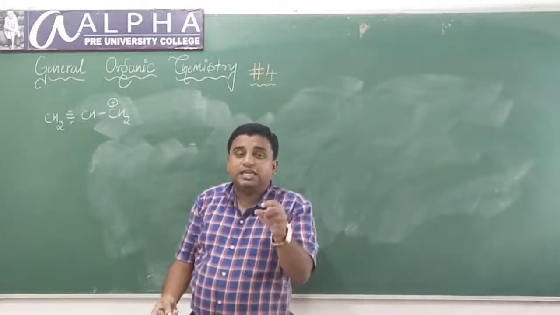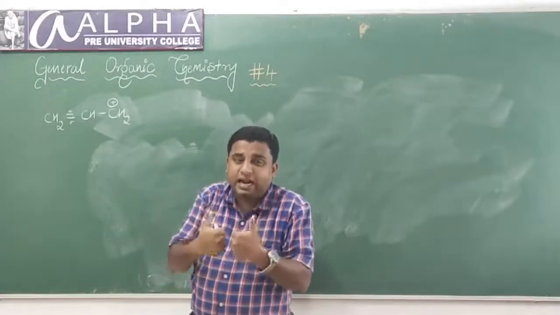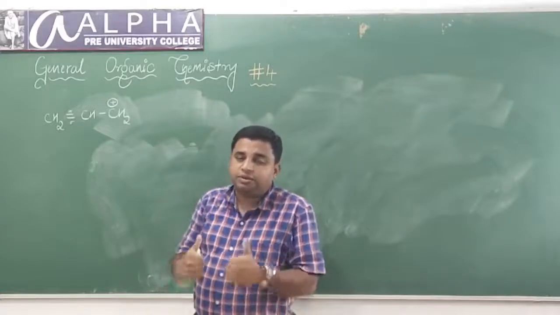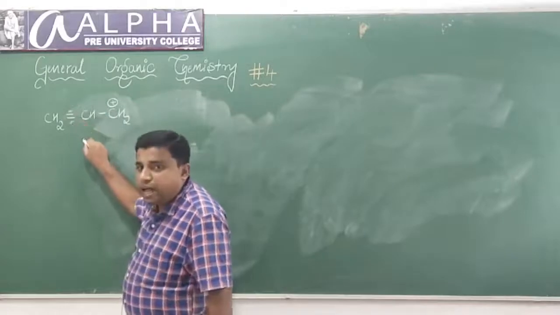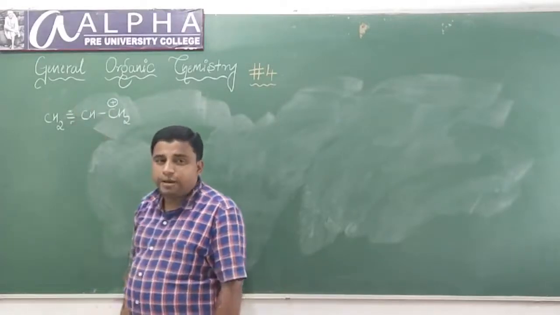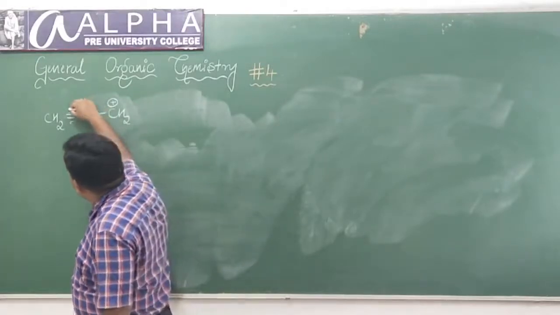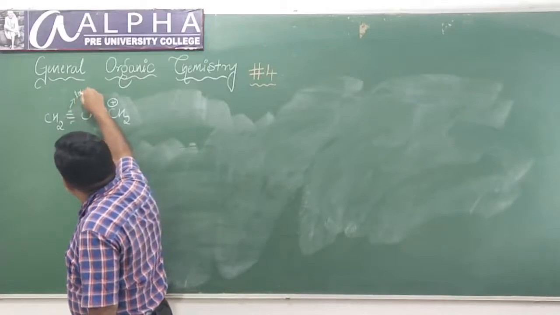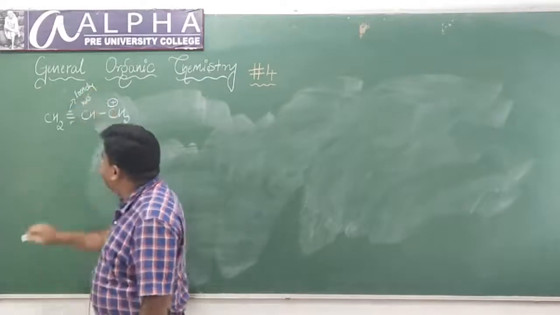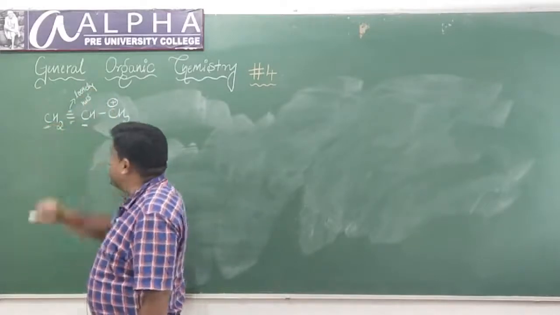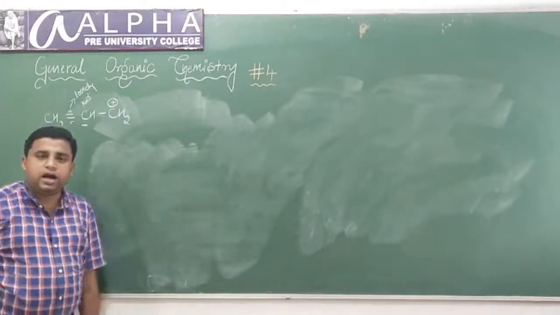The pi electrons will be loosely held between the two atoms, whereas the sigma bond, since it is a strong bond, has sigma electrons tightly held between the two atoms. So I can say sigma bond consists of sigma electrons, pi bond consists of pi electrons, and pi electrons are loosely held between the two atoms. I hope it is clear.